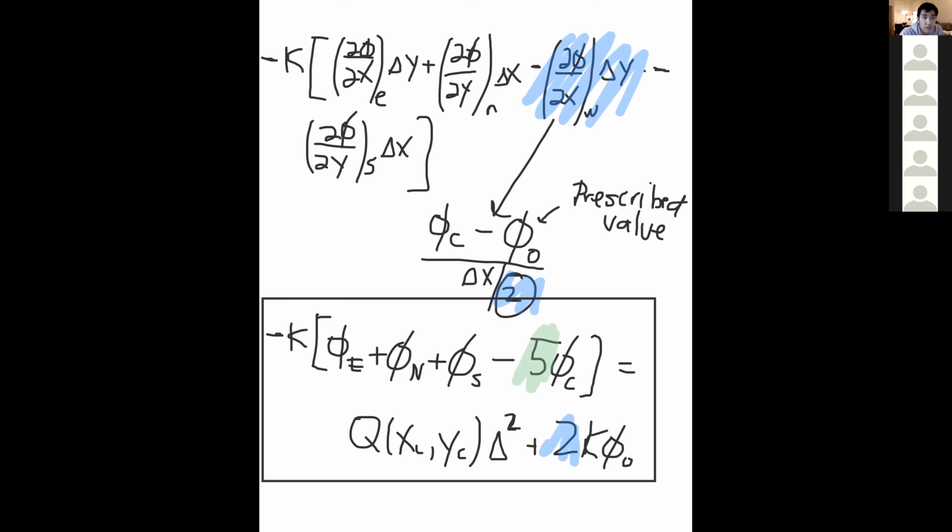And then the other thing is, that Dirichlet condition has to show up on the right-hand side in some way, shape, or form. In this case, it showed up on the right-hand side in the form of 2 times k times phi naught. But depending on which face you are, and especially once we get to convection, the form on the right-hand side might be a bit different. I think for diffusion, it's always going to be a plus 2 times k times phi naught. But when we get to convection, you'll see that this becomes a bit more complicated.